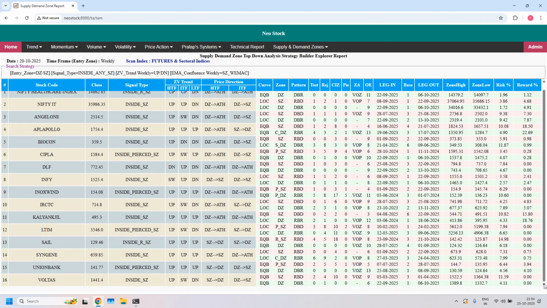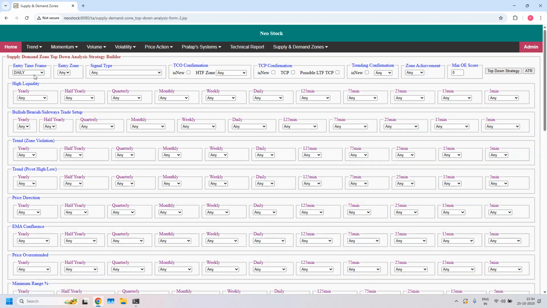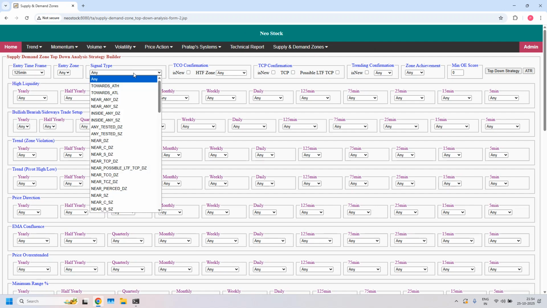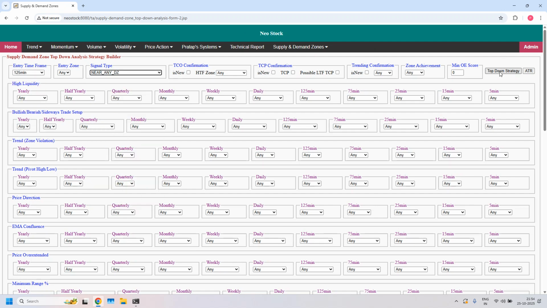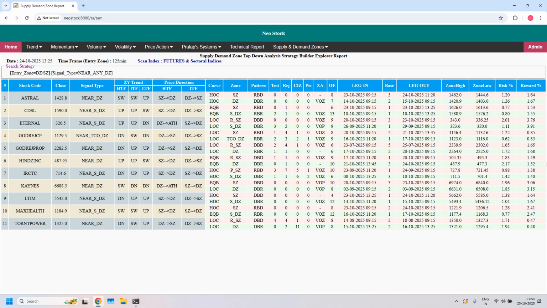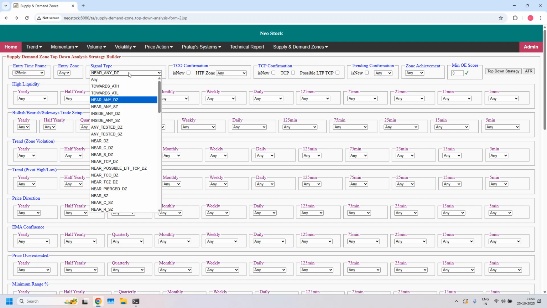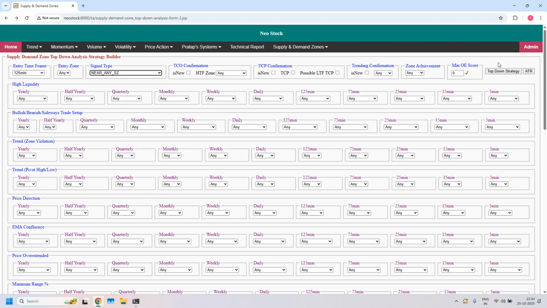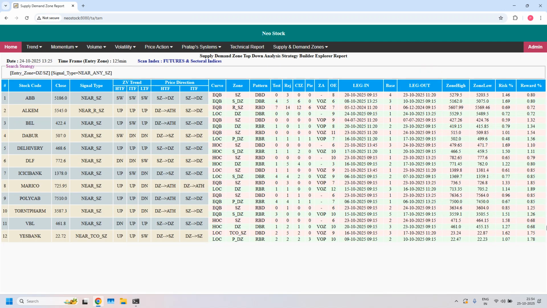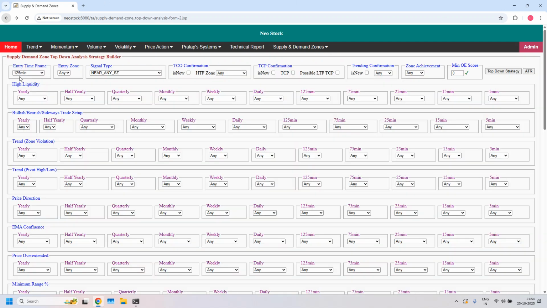Okay, next time frame daily, already generated in the beginning of the report. So the next time frame is 125 minutes. Stocks near to the 125 minutes demand zone. We got 11 stocks. Next, stocks near to the 125 minutes supply zone. We got 12 stocks. Next time frame 75 minutes already generated.